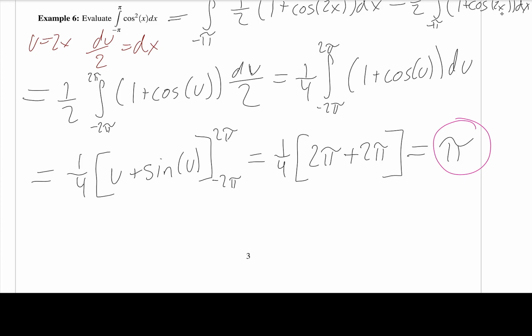So maybe the next time at Thanksgiving, you should ask somebody to make you some apple integral from negative pi to pi cosine squared of x dx. In other words, ask them to make you some apple pie.